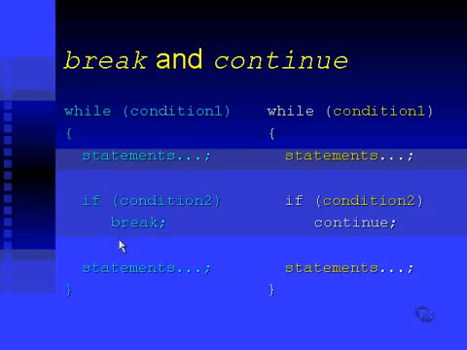So we continue on. We don't execute those statements. That second set of statements, they don't get executed. At least they don't get executed this time through the loop. We go around the loop again, and they might get executed next time, but only if condition number 2 is false. Because if condition number 2 is false, then we don't execute the continue, so we continue on and hit the second set of statements. I hope that makes sense.